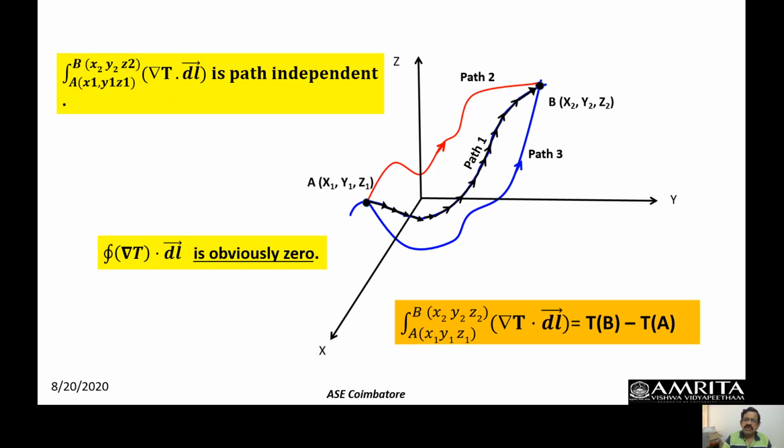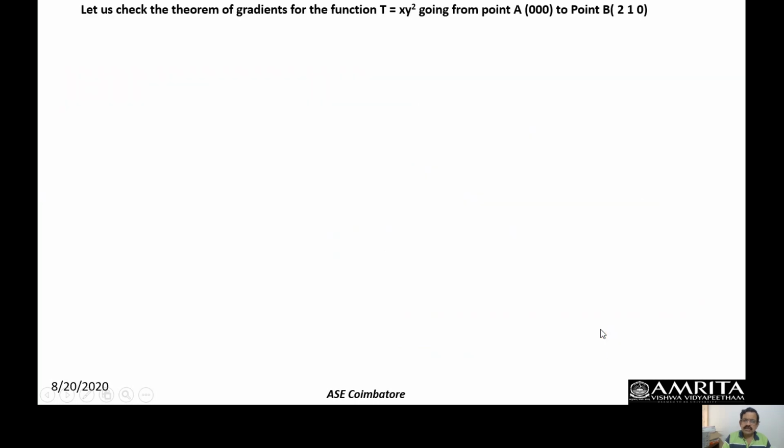Whenever you have a scalar function, you can take the gradient. Gradient can always be taken only on a scalar function. So let us take one example and evaluate the left hand side and the right hand side of this gradient theorem and prove that indeed that is also correct. My function is going to be x y squared. I am moving from point A to B, where point A is given as 0, 0, 0 and point B is given as 2, 1, 0. So I am going to move from point A to point B. How am I going to do this? That is the question.